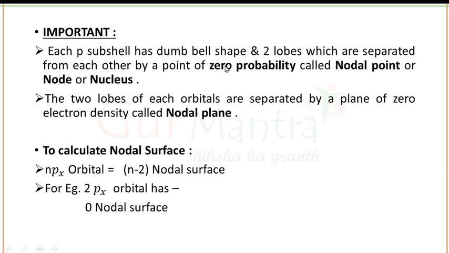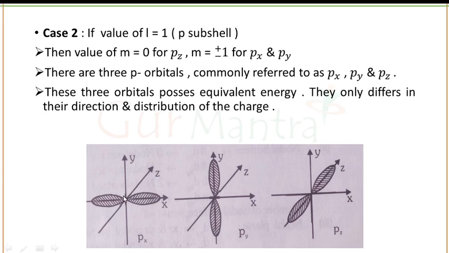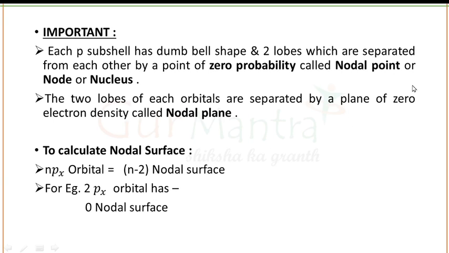Now this is very important to note that each p subshell has dumbbell shape and 2 lobes. As you have seen here, each p subshell has dumbbell shape and 2 lobes. The 2 lobes are separated from each other by a point of 0 probability. 0 probability means where there is a probability of 0 to find an electron, and this 0 probability region is known as nodal point or node.